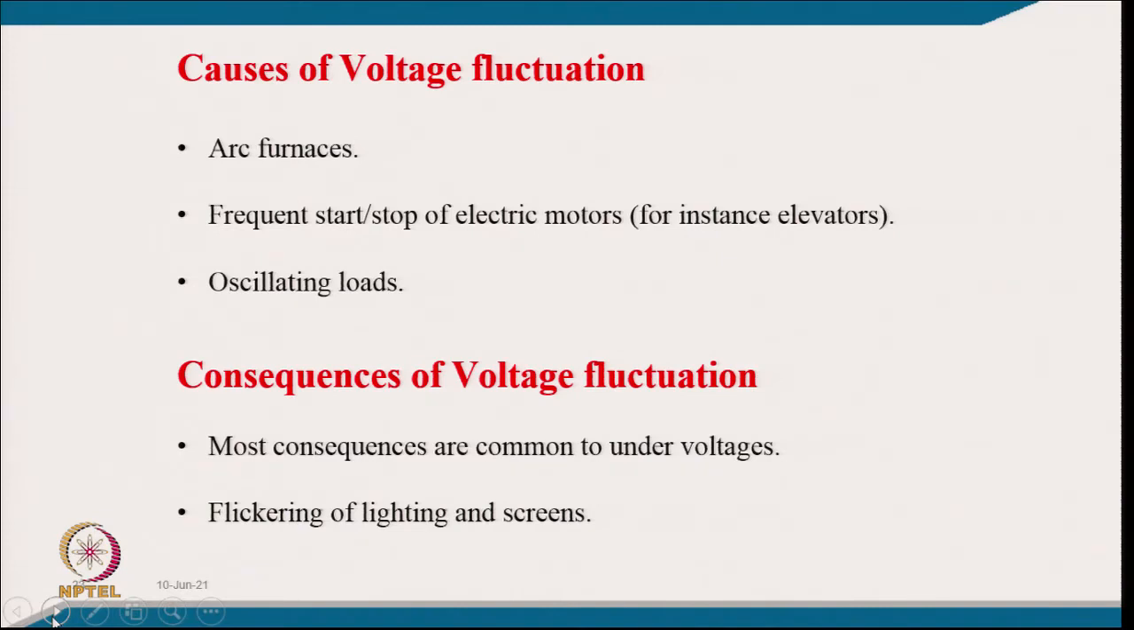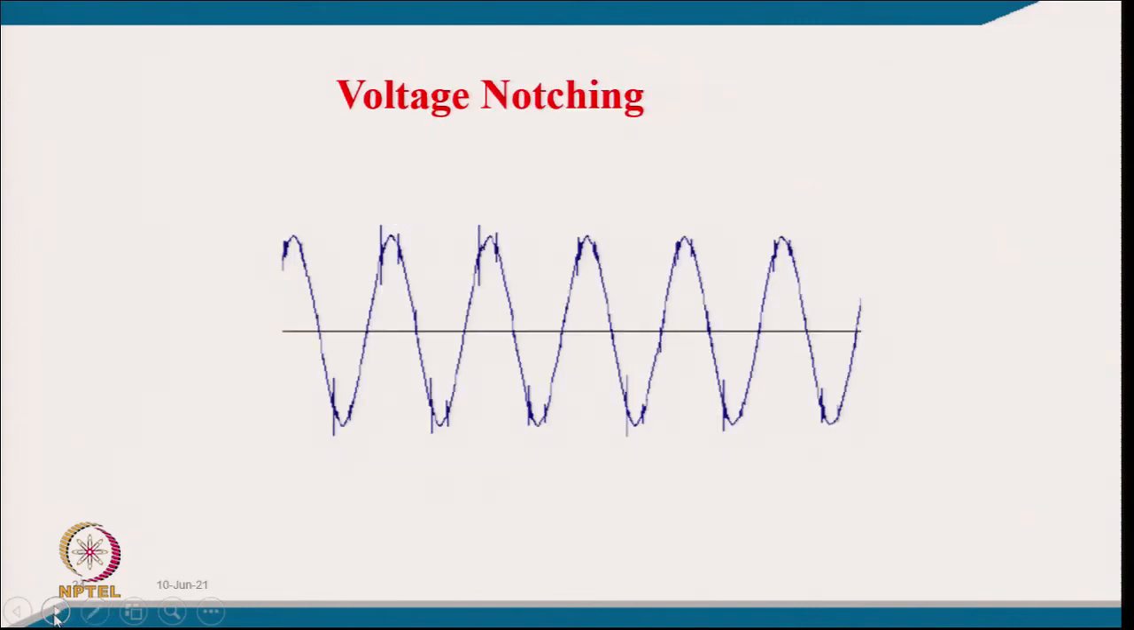So, typically the causes of these voltage fluctuations are arc furnaces, the frequent start-stop of electric motors, or, like, elevators, or oscillating loads. You might have seen a lot of oscillating loads. The consequences of these voltage fluctuations are mostly common: under voltage and flicker of lighting and screens.